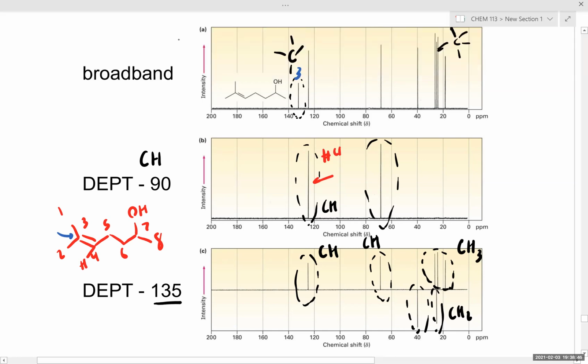The next thing we'll look at is this 70 part per million signal. That is a CH group. That's carbon number 7, right? It's attached to an alcohol. It's a CH group. It's downfield. Does everyone see how I arrived at that conclusion? There are only 2 CH groups in this molecule, and the one that's farther downfield has already been assigned.